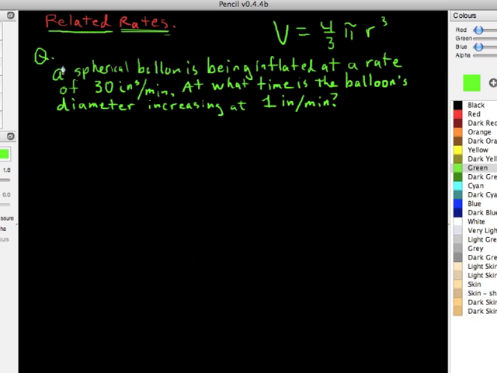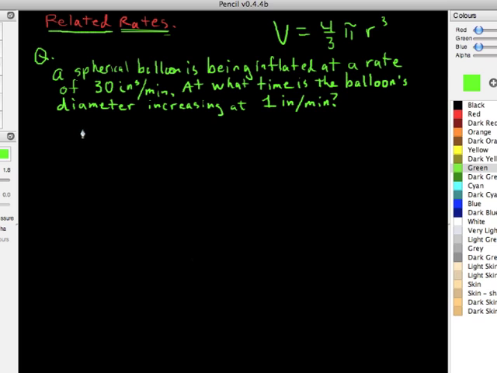So I just came up with this one here. Let's suppose we have a spherical balloon, and it's being inflated at a rate of 30 cubic inches per minute. At what time is the balloon's diameter increasing at a rate of 1 inch per minute? And here we have the volume of a sphere up here.